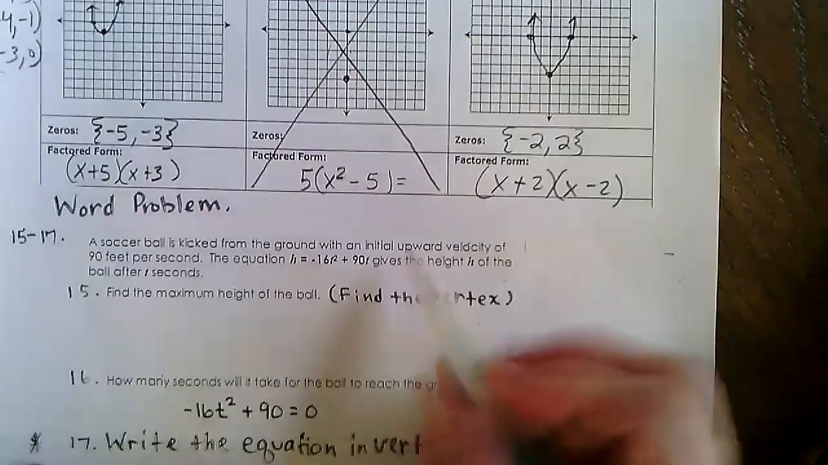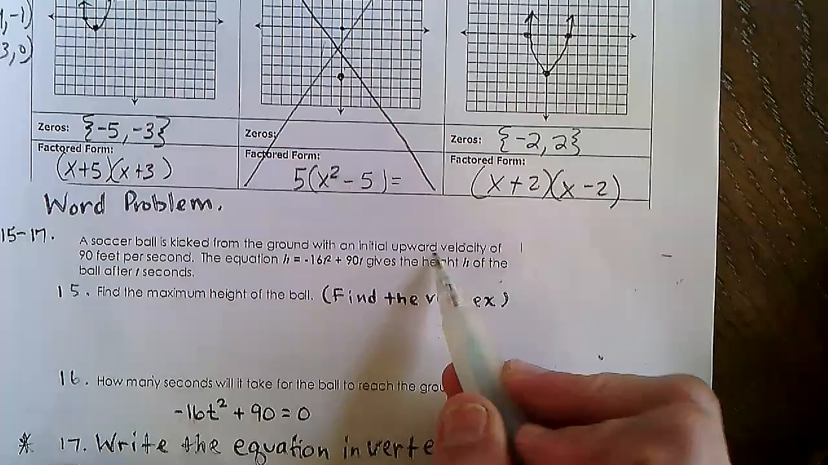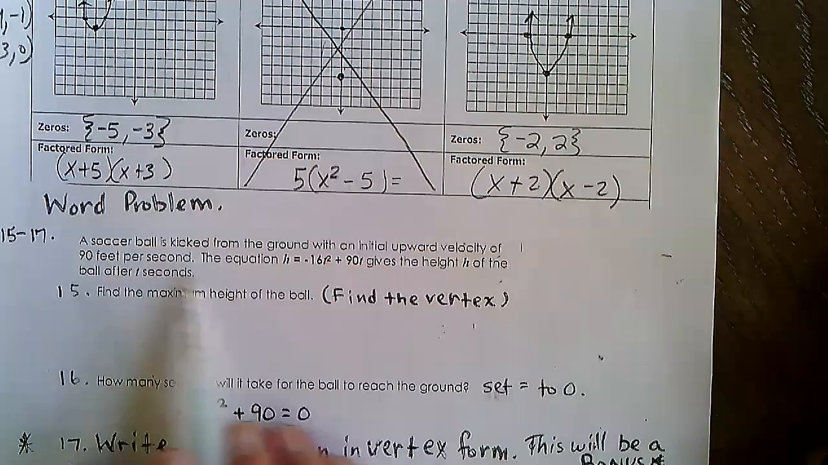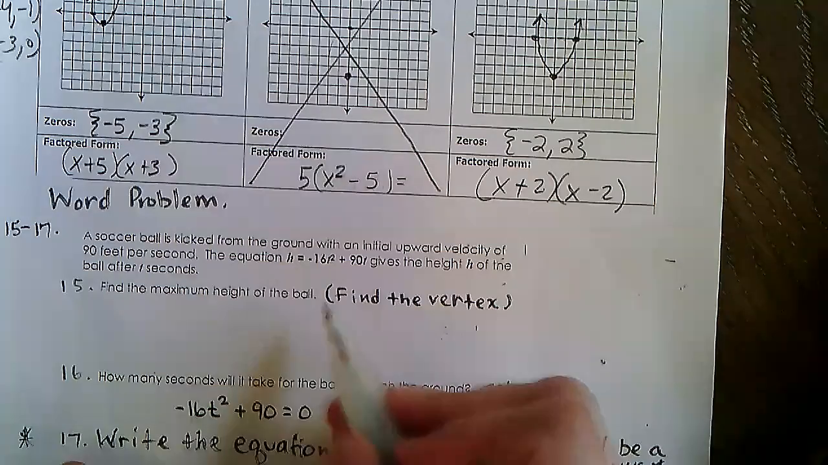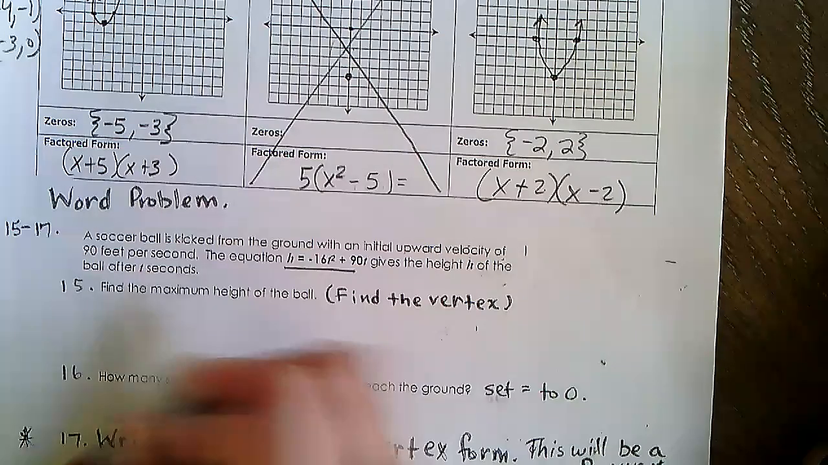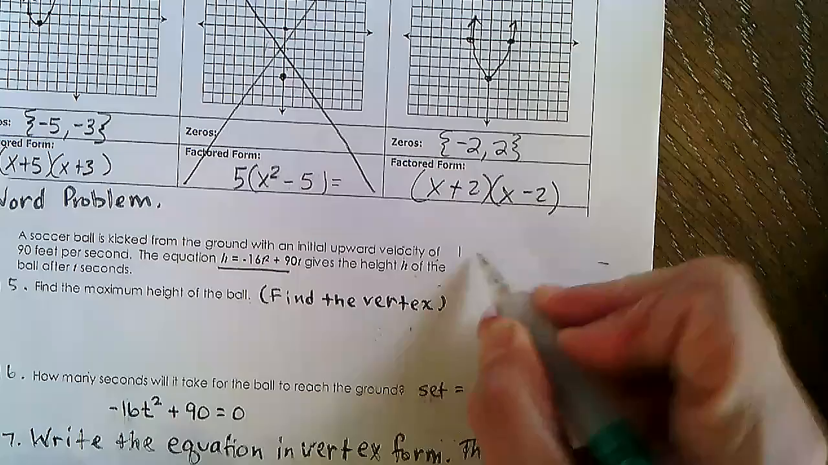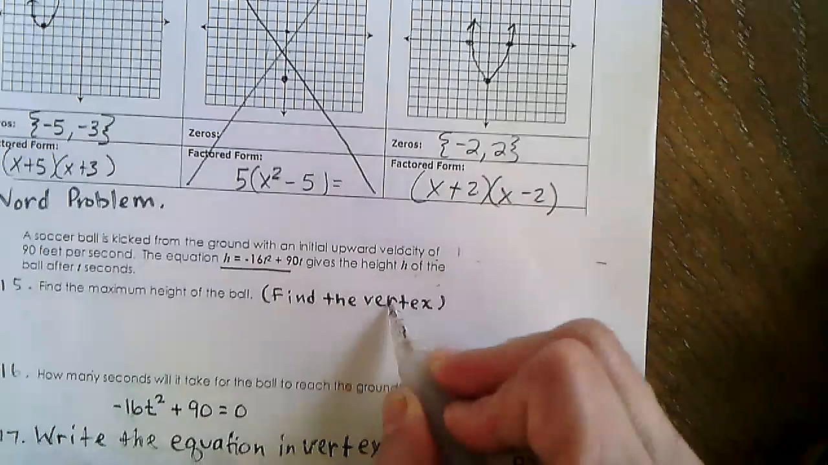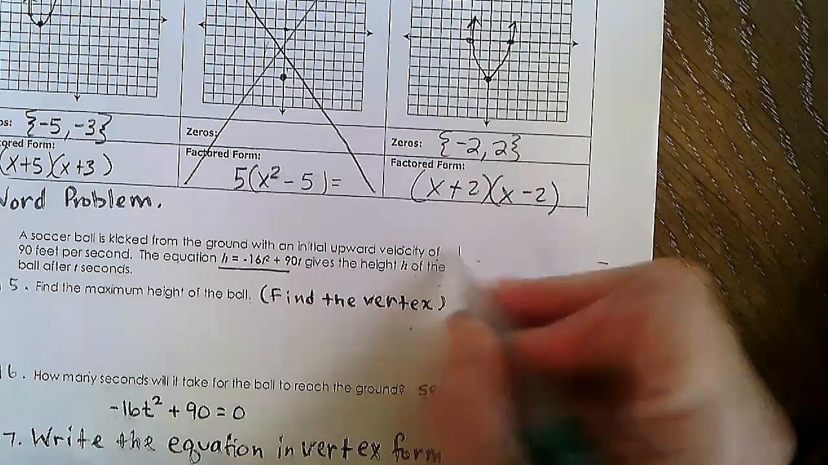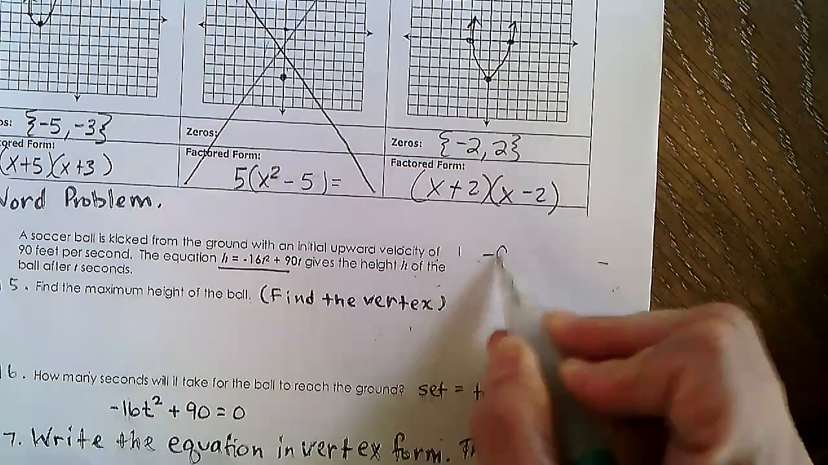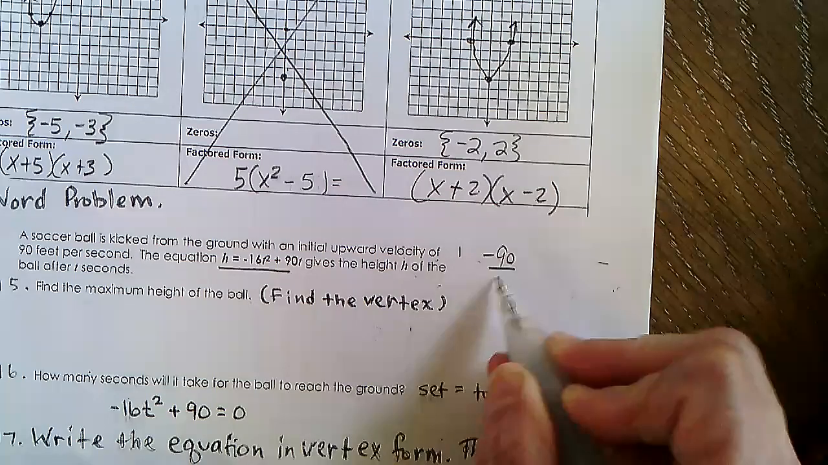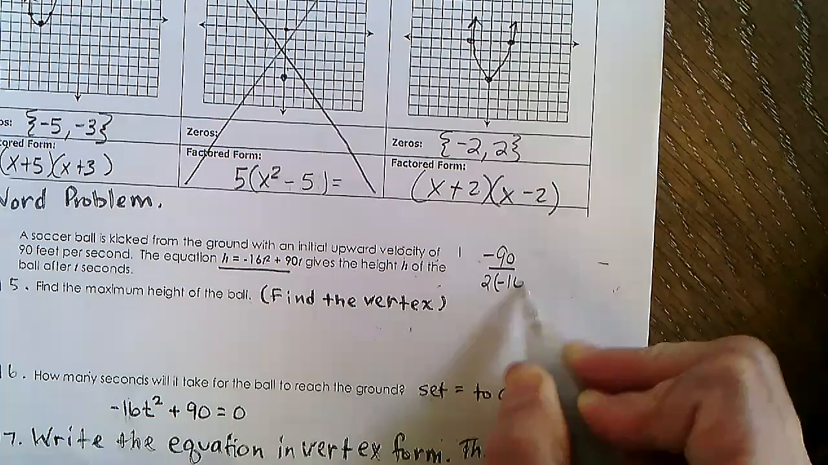Okay? All right, so last problem, word problem. A soccer ball is kicked from the ground with an initial upward velocity of 90 feet per second. The equation, here's my equation, gives the height of the ball after t seconds. Find the maximum height. All right, so the first thing I want to do is find the axis of symmetry in the vertex. So the opposite of 90 is negative 90 over 2 times negative 16.